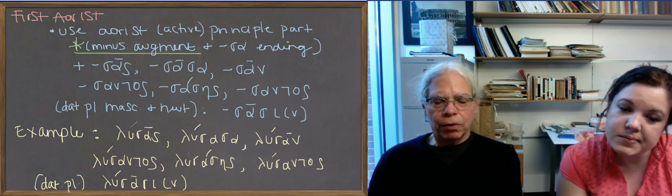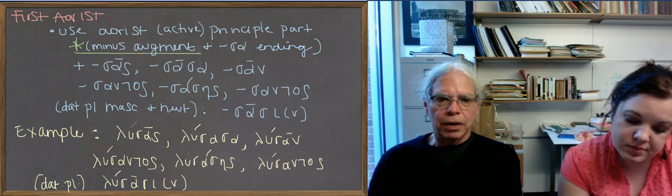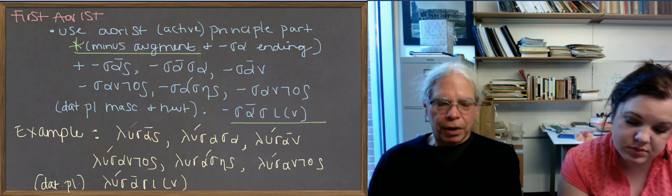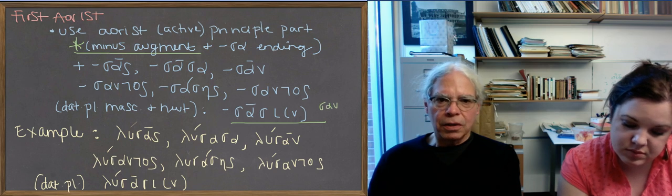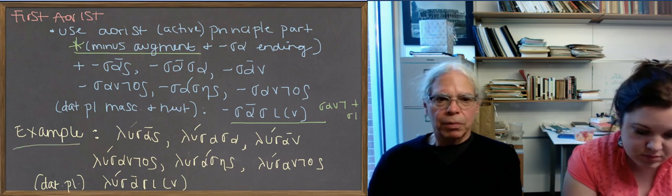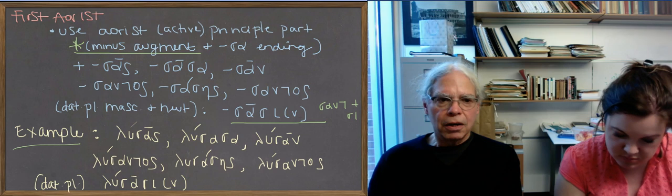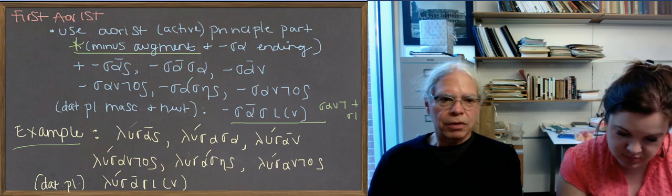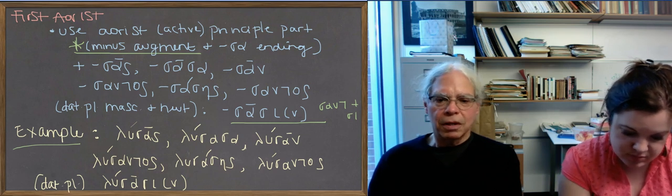The dative plural in this case is not ousi, but sasi. Okay, it's S-A-N-T plus S-I. The N and the T disappear, and you get sasi with a long alpha. Okay, so there's our example verb: lusas, lusasa, lusan. Lusantos, lusases, lusantos, and the dative plural lusasi. Okay?